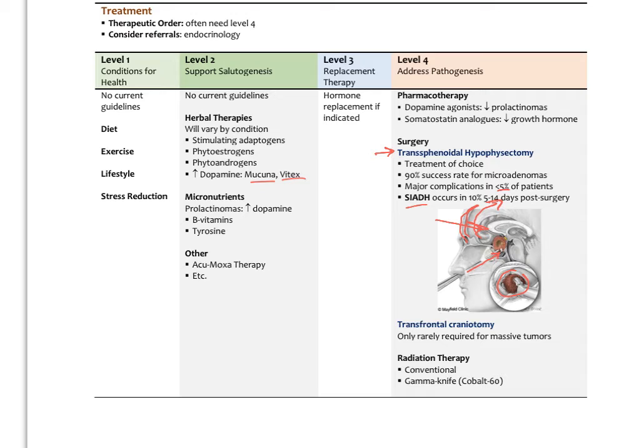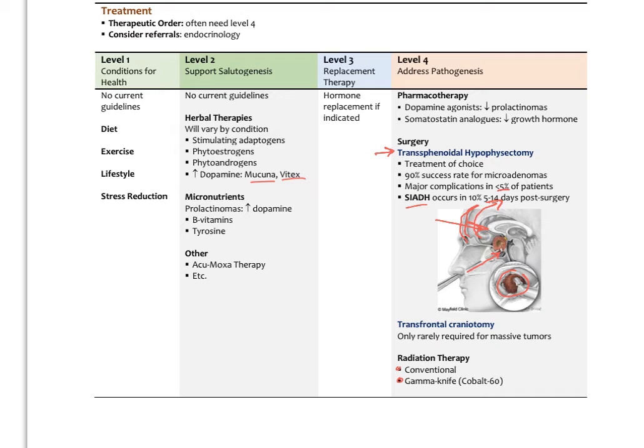OHSU has a pituitary surgery center where they really focus on this. If you make a referral for these kinds of surgeries, usually we're going to refer to endocrinology first, and then they're going to refer for the surgery. But if you do make a referral, you want to refer to a high volume center where they're doing a lot of this. They have special training in how to do this. There are radiation techniques as well, both conventional and something called the gamma knife using cobalt-60. That can be used to at least reduce the size of the larger tumors.